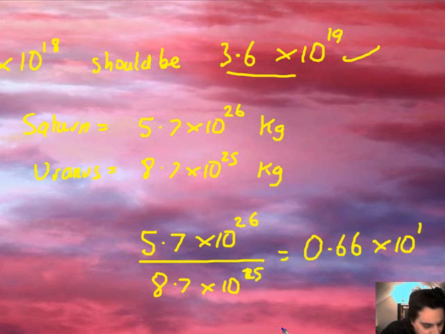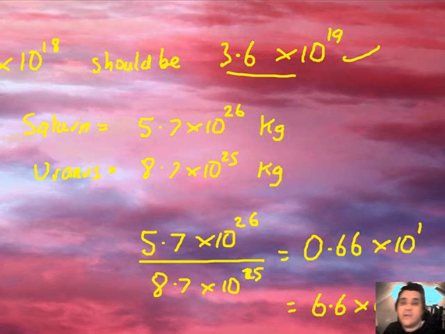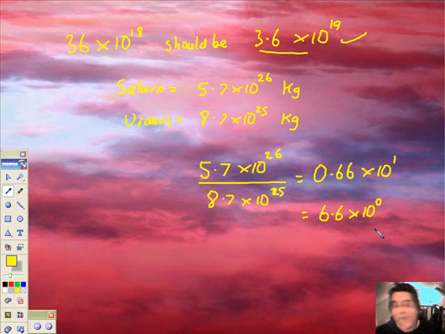It wants it in standard form, I believe, therefore I've got to go 6.6 times 10 to the power of. If I go forward one place, I've actually used up that power, so 10 to the power of 0. Now you may recall that 10 to the power of 0 is actually 1. Any number to the power of 0 is actually 1. So essentially Saturn is 6.6 times heavier than Uranus. Alright, that's essentially what it is. And that's the answer done, and that's brilliant.